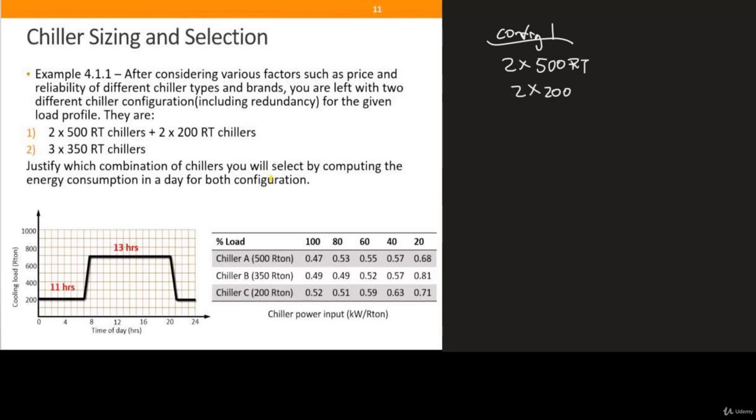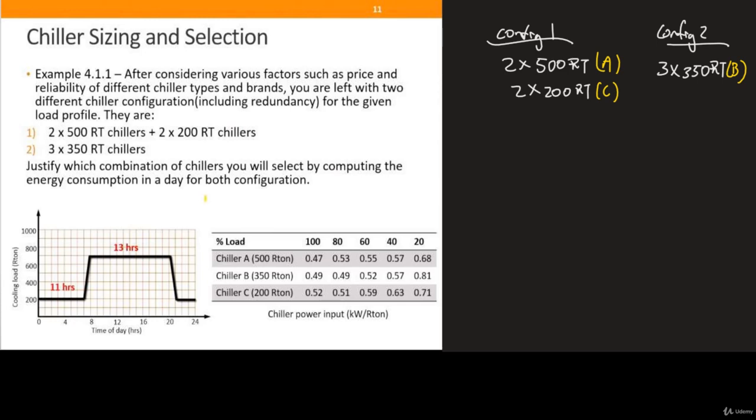You may use this configuration for your chiller plant replacement. The 2 times 500 ton is your chiller A, and your 2 times 200 ton is your chiller C. Or you can have the second configuration. That means you buy 3 times medium size chillers, 3 times chiller B. So how are you going to choose whether to select configuration 1 or configuration 2?